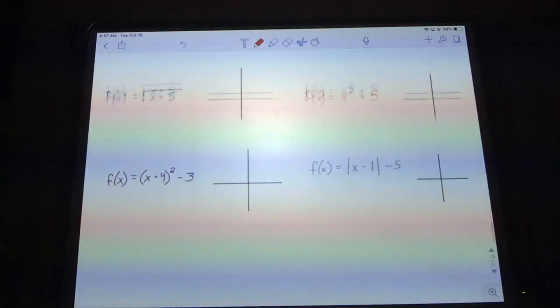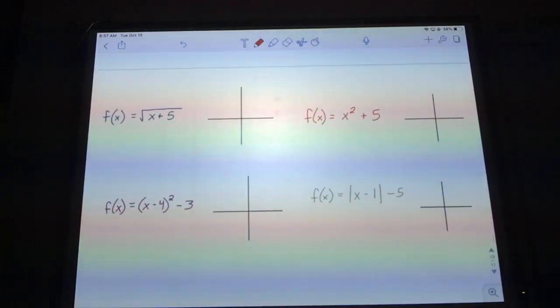So let's jump to these real quick. Okay, this first one, square root. So what shape is it?